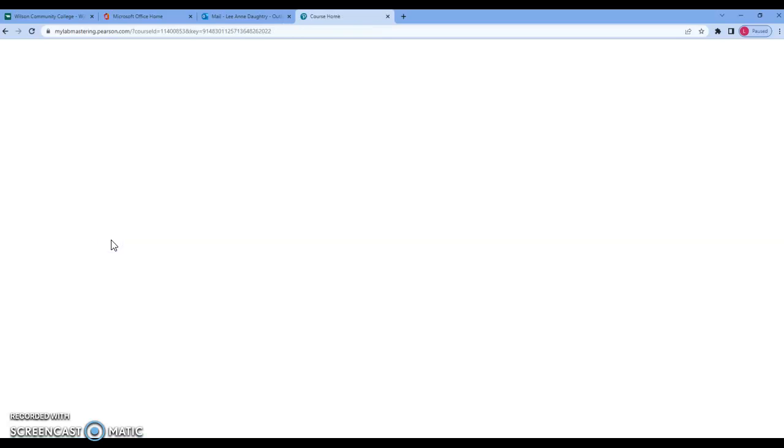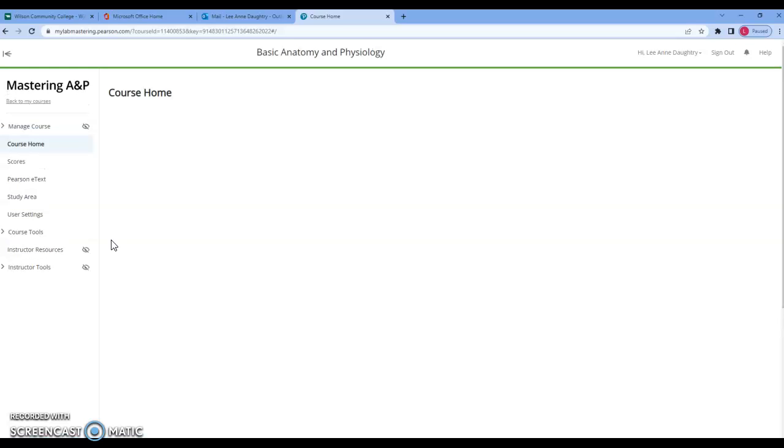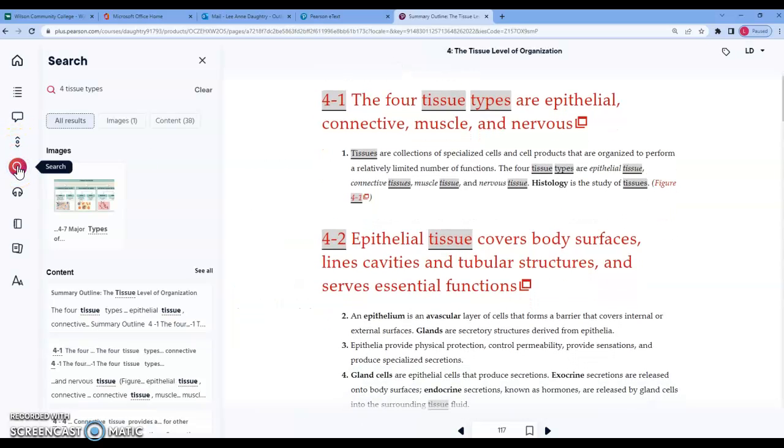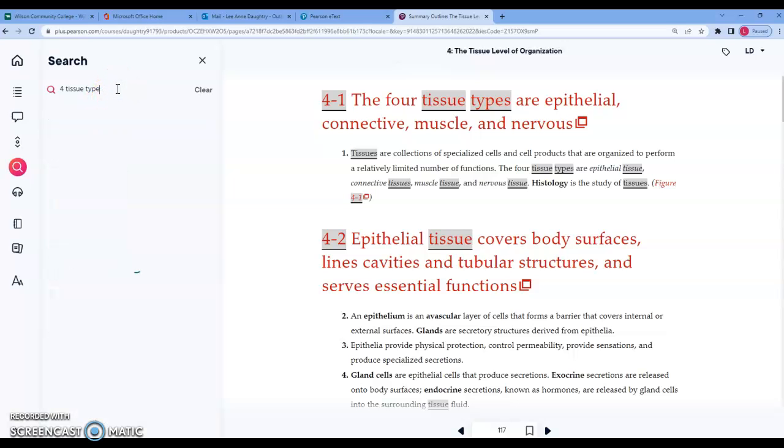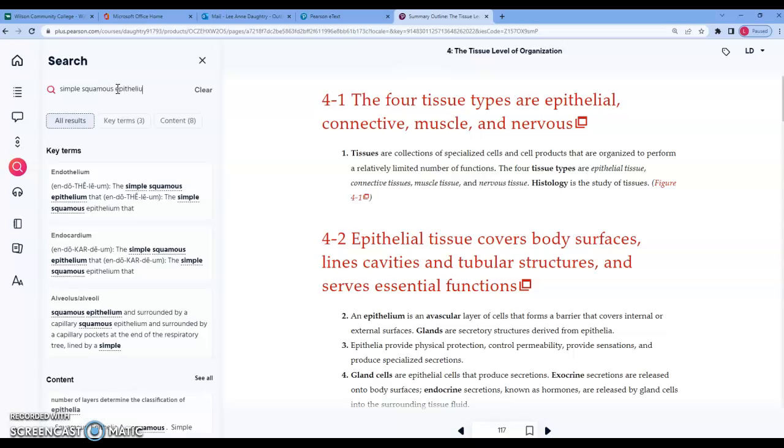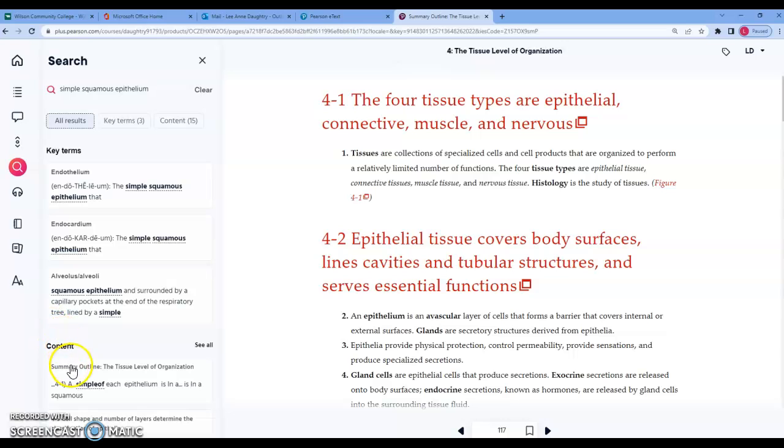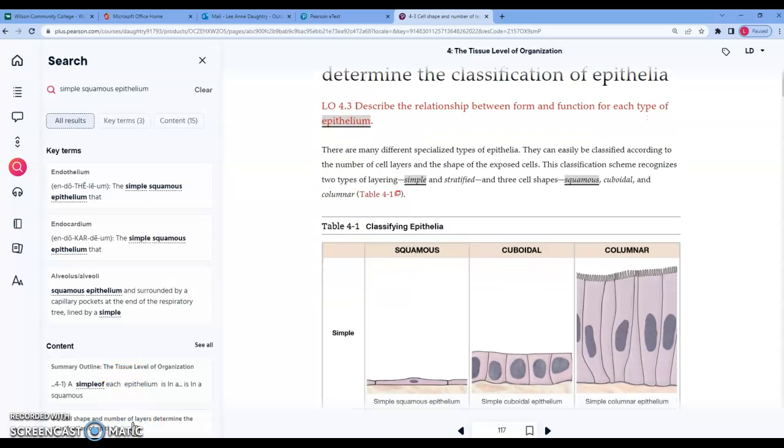So let's see here. So we're going to the e-text and open my e-textbook, and then I'm going to search simple squamous epithelium. And I think this is going to help you in the future too. Okay, so we're going to content and it says summary outline. We could try that, but I'm thinking let's go to where it is in the reading.